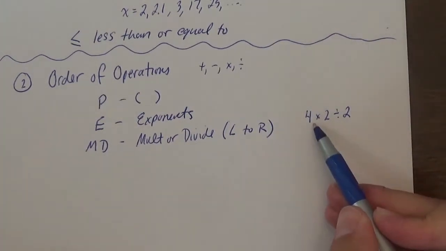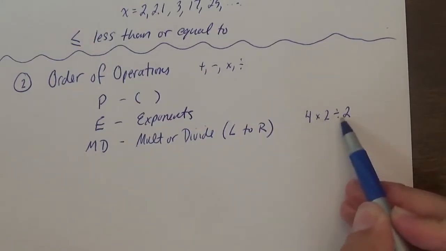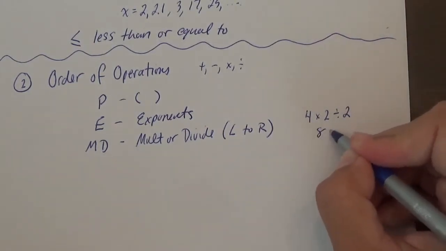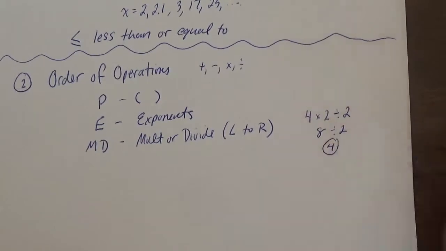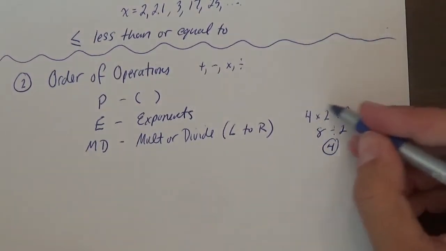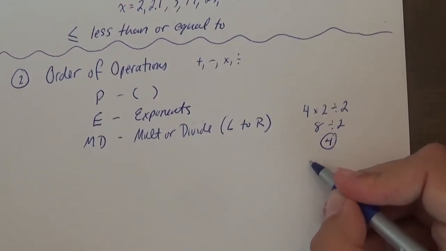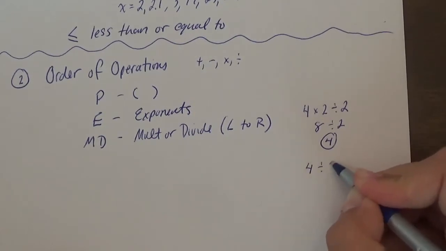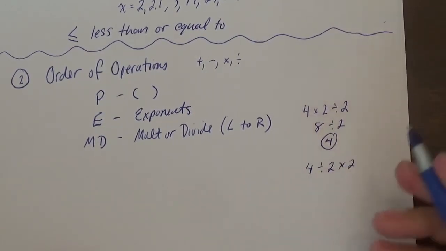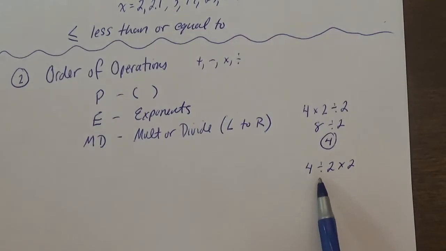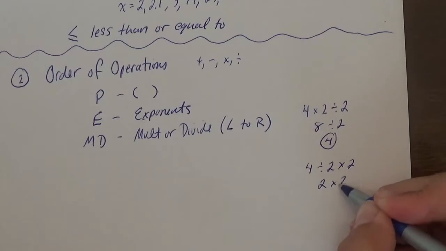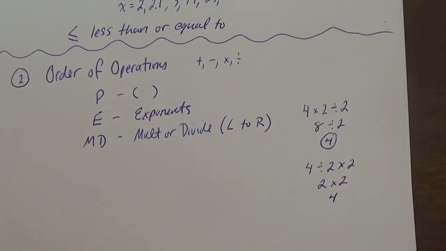In this case, you would actually do the multiplication first because these are the same level. So you would do 4 times 2 is 8, and you get 4. If I switched things around, if the problem was 4 divided by 2 times 2, in this case I would actually divide first because these are the same level, but I see the division first when I'm reading left to right. So 4 divided by 2 is 2. 2 times 2 is 4.